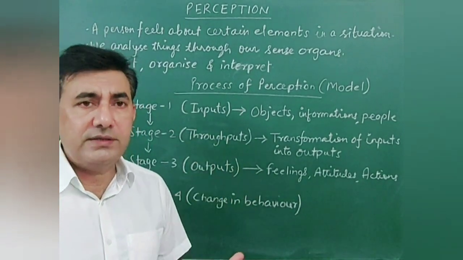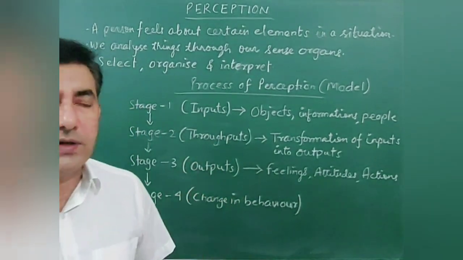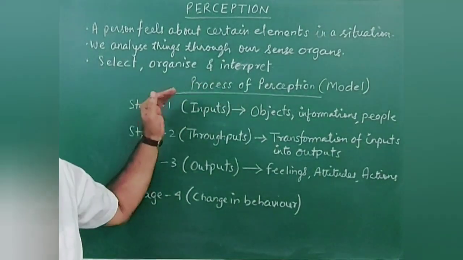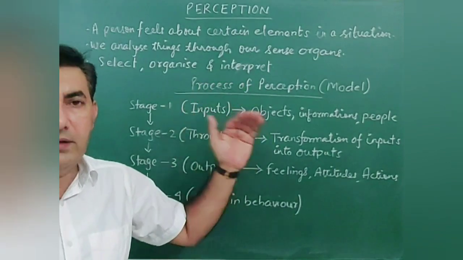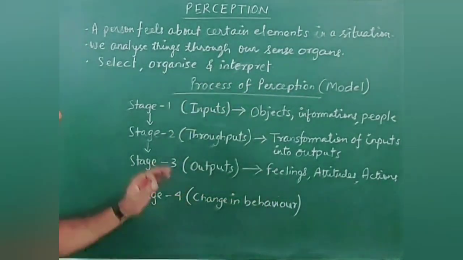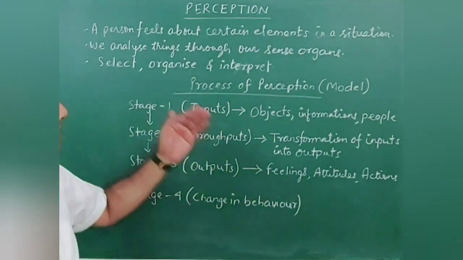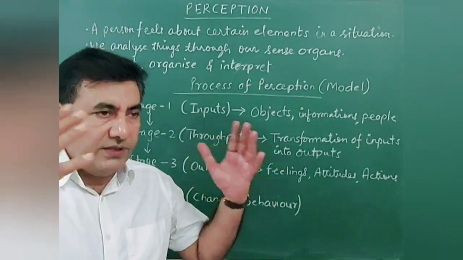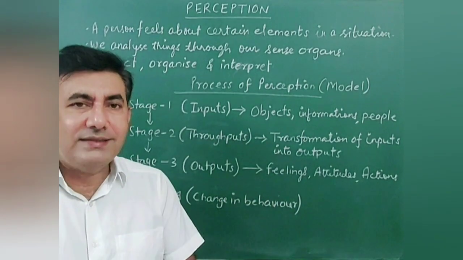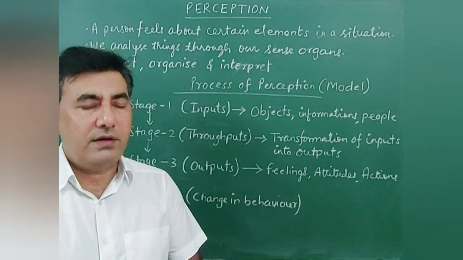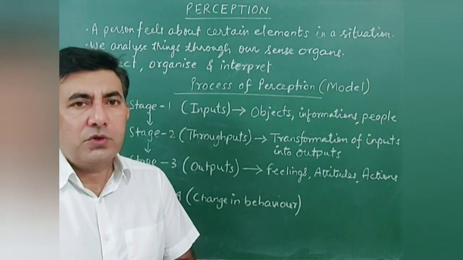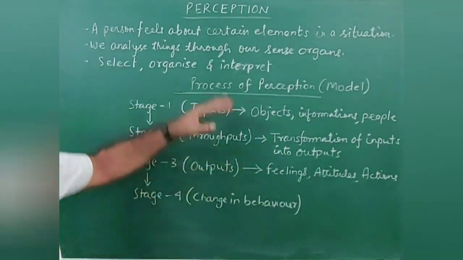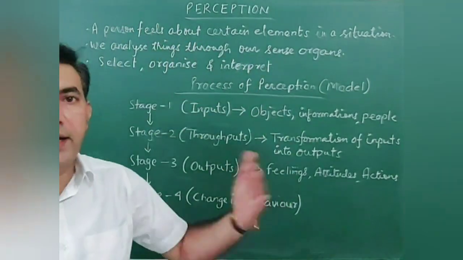When we gather all this information using our sense organs, we generally use these 3 techniques. These are the main 3 techniques of perception: one is selection, the other organization and interpretation. So we select the topic, then we organize that and we try to interpret or analyze the topic. So in that way, perception is a sum total of all these 3 things which you can write in your definition.